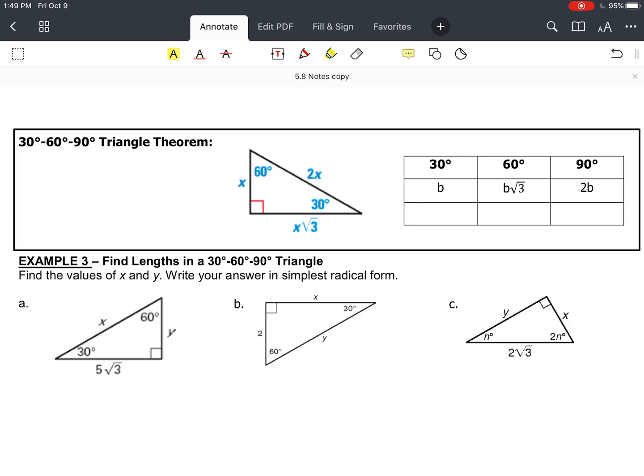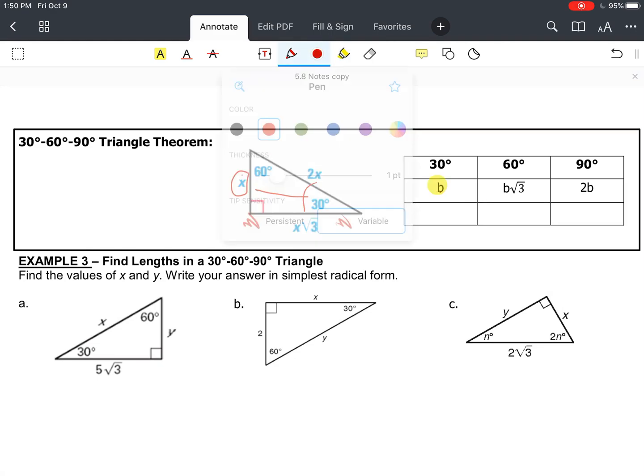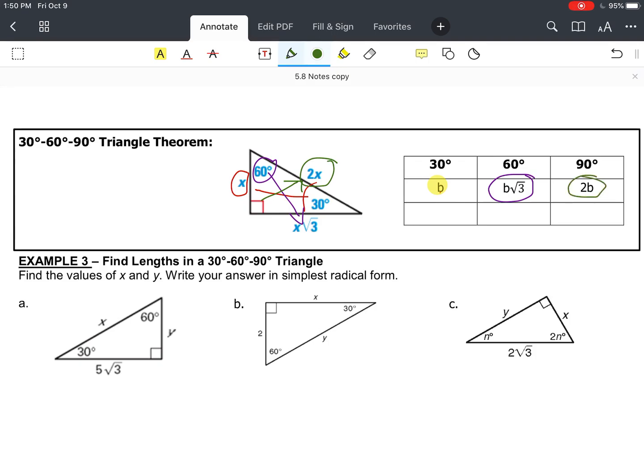So for 30, 60, 90, this is a scalene triangle. All three angles are different, so all three sides are going to be different. And they're going to be in the ratios as follows. Opposite 30 degrees is going to be X. We'll call it B in my chart. Opposite 60 degrees is going to be X times root 3, so we'll call it B root 3 in my chart. And then opposite 90 degrees, my hypotenuse will be 2X. We'll call it 2B in my chart.